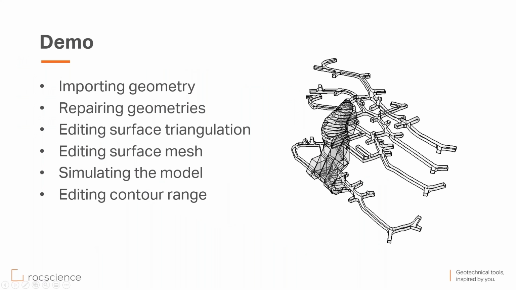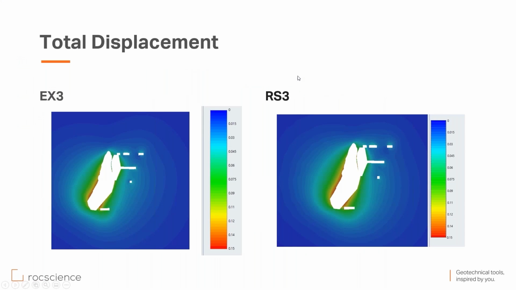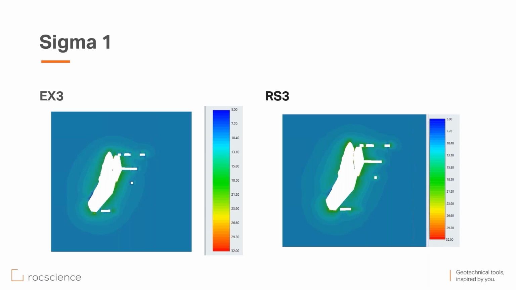With that, I'm just going to switch back to the presentation here, and we're going to take a quick look at some example results for this model. So this is comparing Examine 3 and RS3. These are the total displacements. You can see the contour ranges are identical on the right side there. The contours themselves are very, very similar. If we look at the sigma 1 values, again, contour ranges are the same and the results are nearly identical.